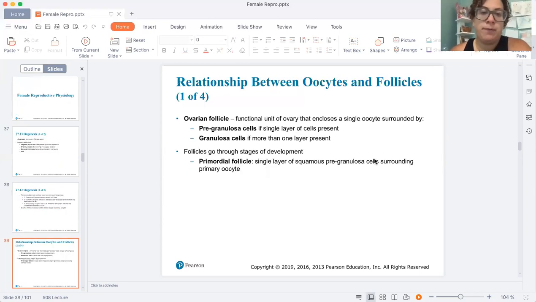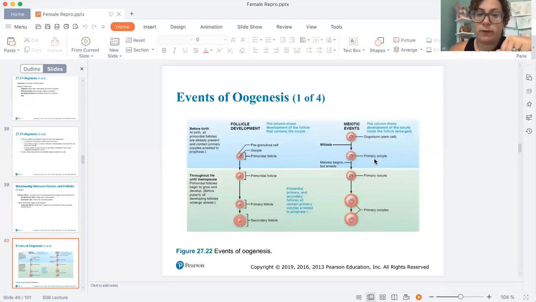As far as the ovarian follicle, a follicle is what you're going to see inside the ovary itself. It's the functional unit of the ovary, and it's a single oocyte surrounded by 2 layers of cells: pregranulosa cells and granulosa cells. Those follicles then go through stages of development, which we'll go into in a moment. We have the primary follicle that surrounds the primary oocyte.